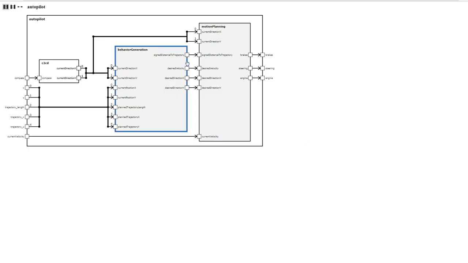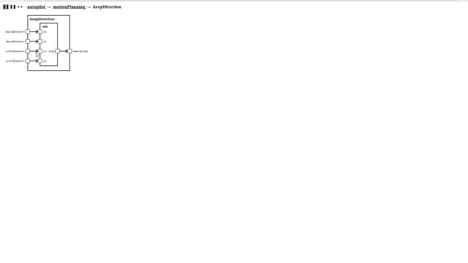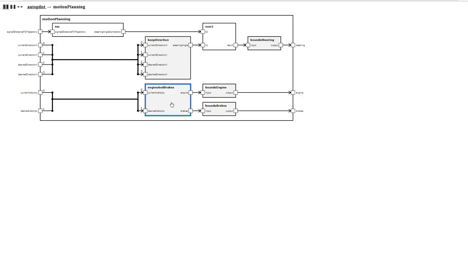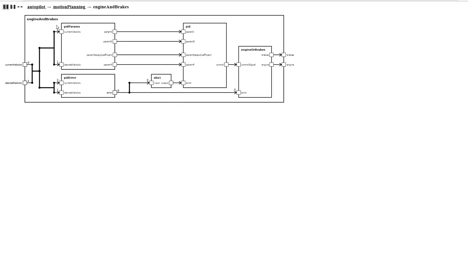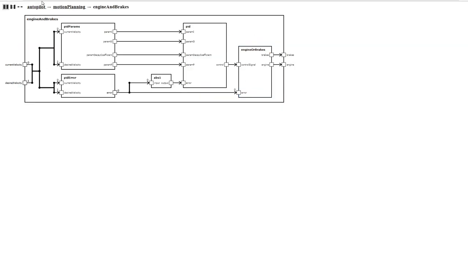Now that we have determined the desired direction and velocity, we have to calculate the engine, brakes and steering. If the direction has not changed, we can keep the last steering value. Otherwise, we compute the new value by adding the signed angle and the trajectory error. Engine or brakes are remaining and calculated using a classic PID controller. Subcomponents calculate the PID parameters, error and so on. Finally, we make sure that the computed values are within the bounds or the capability of the car.